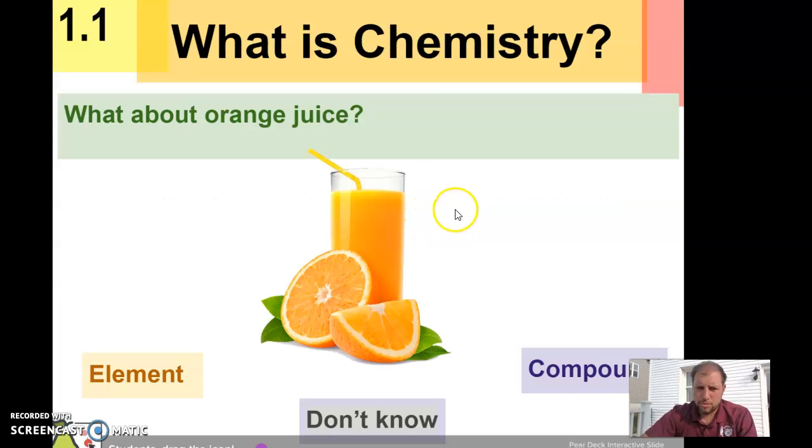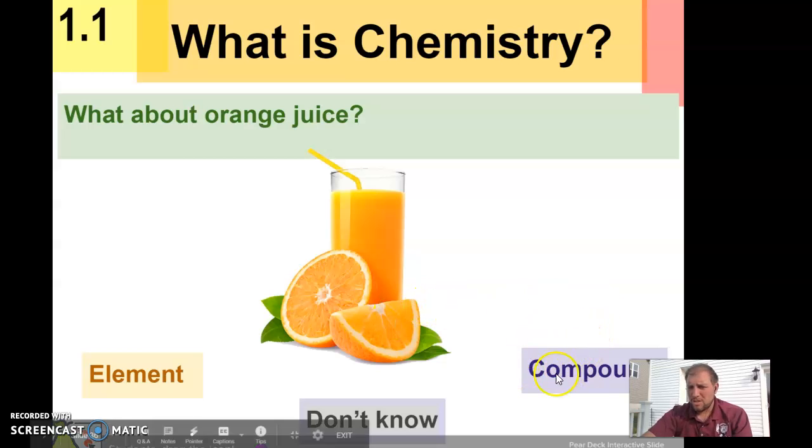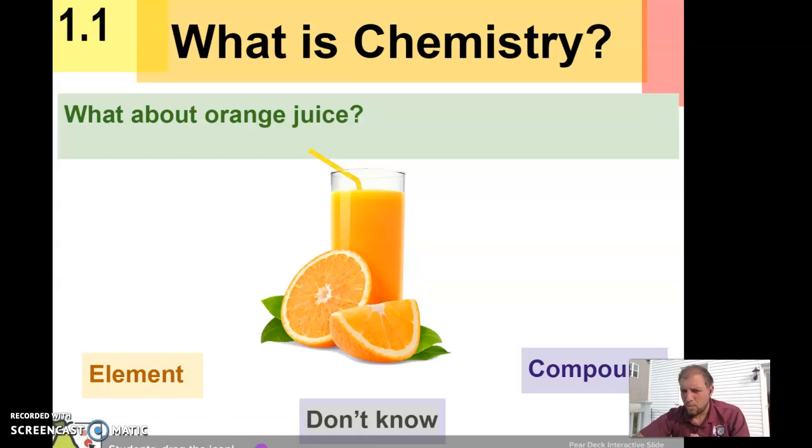How about orange juice? Is orange juice an element or a compound? Orange juice is neither. Orange juice is not an element. You will not find element OJ on the periodic table. And orange juice is also not a compound. There is not one specific orange juice molecule. You can't have a chemical reaction that produces the orange juice molecule, because it turns out that orange juice is actually made out of a lot of different things, all mixed together.